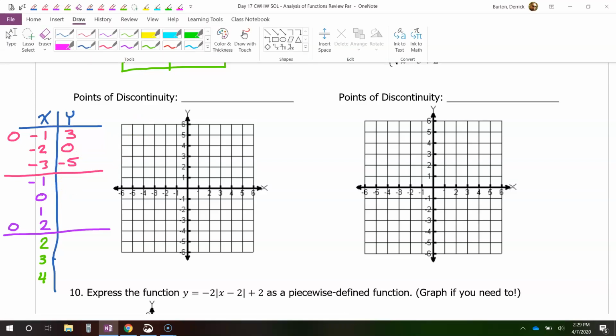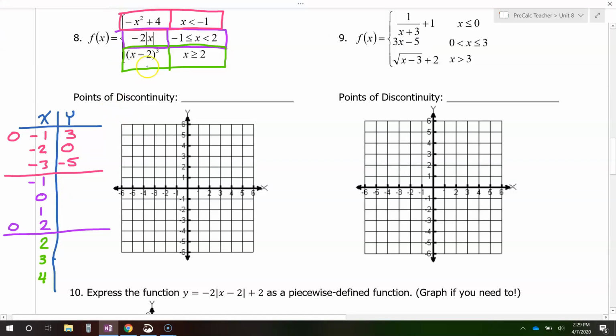Okay, now let's do the purple part. All right, absolute value. The absolute value of -1 is positive 1. But then positive 1 times -2 is -2. The absolute value of 0 is 0. 0 times anything is 0. The absolute value of 1 is 1 times -2 is -2. The absolute value of 2 is 2 times -2 gives us -4.